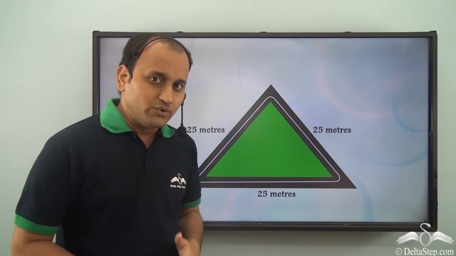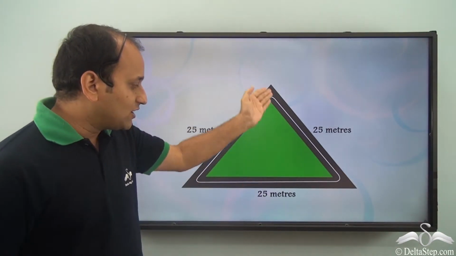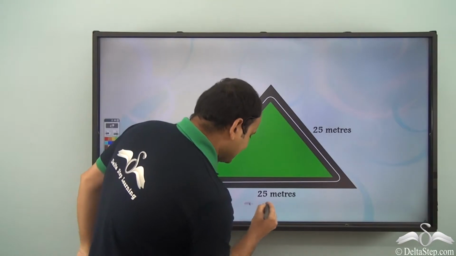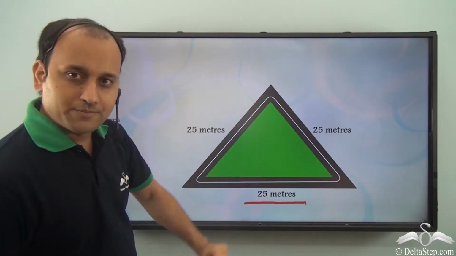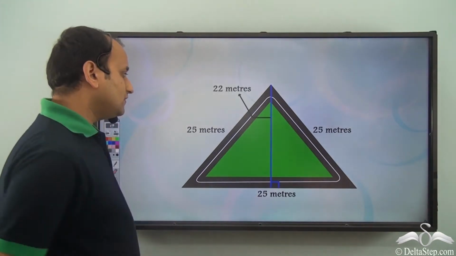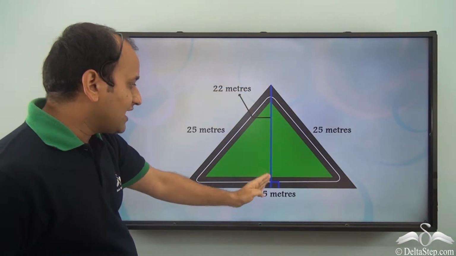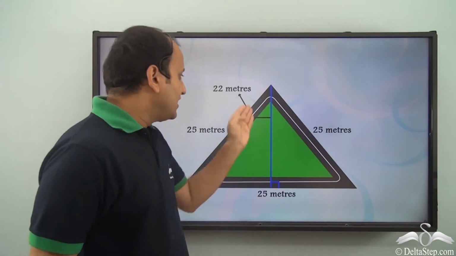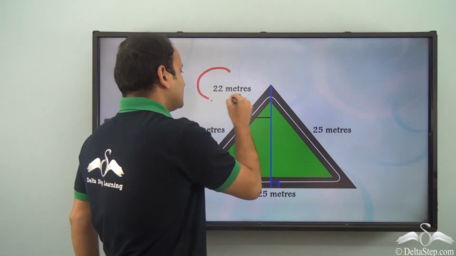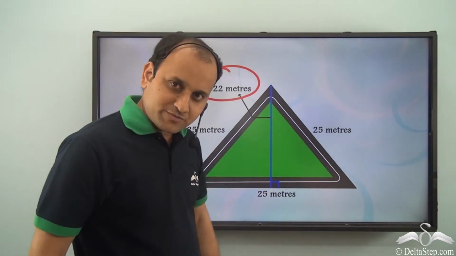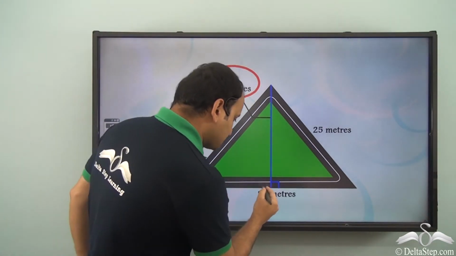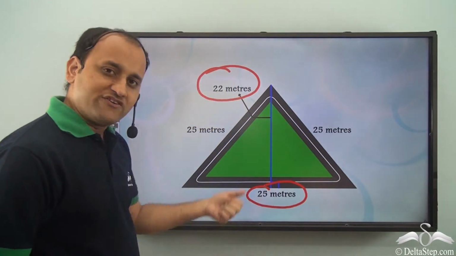So, what did Ravi do? Well, he drew a perpendicular line. So, he took this side as the base and he dropped a perpendicular from the opposite vertex. So, once he dropped the perpendicular and measured the length of this perpendicular, he got 22 meters. So, height of this triangle is 22 meters, and we are considering this particular side which is 25 meters long.